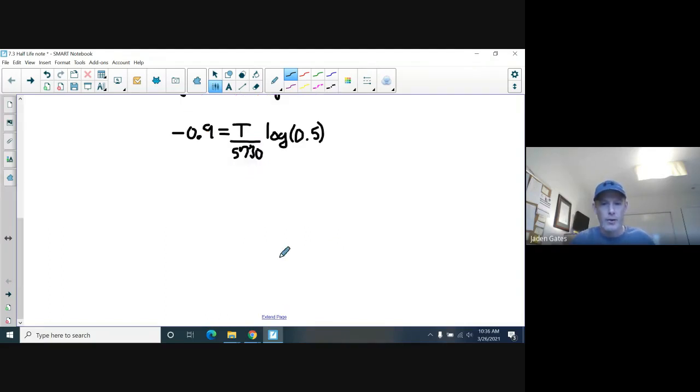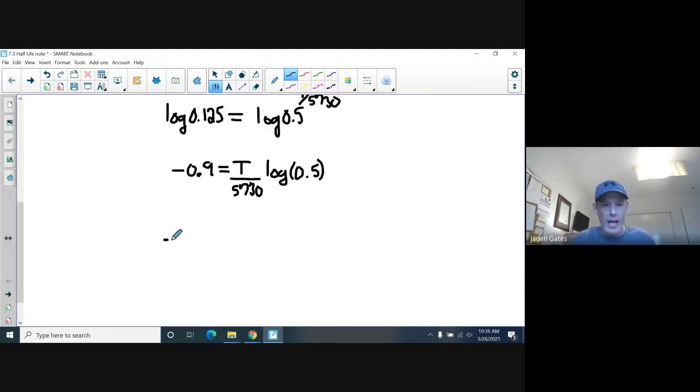All right, now I still have this negative 0.9 on this side. I now have to take the log of 0.5. So again, I'm going to write, I got t, I got 5,730. Now the log of 0.5, again, is a very small number. When I type that in, I get a very small number because that's the log function, right? It takes small numbers and makes them even smaller, and if they're really small, it makes them negative. And so now this is what I have.